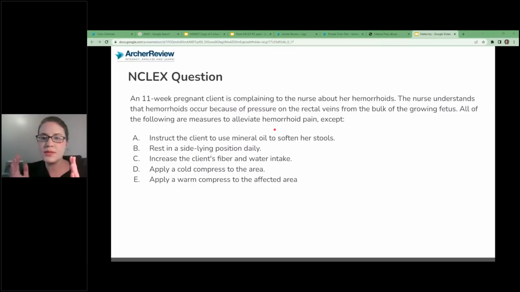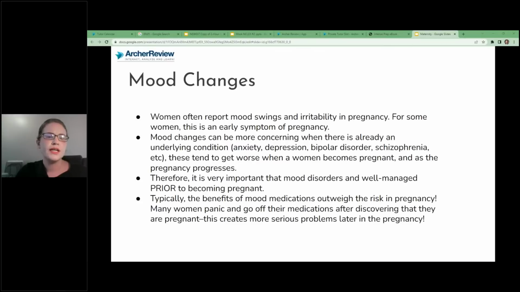And remember, a lot of women get constipation because the hormones cause peristalsis to slow down. And as they get constipation, when they have to go to the bathroom, they might strain, and that can cause a hemorrhoid. What are some good ways to treat hemorrhoids? Resting in a side-lying position helps take pressure off of that. Increasing the client's fiber and water intake is good. Cold compress to the area is perfectly safe and soothing, and a warm compress to the area is also very helpful. Okay, next I want to talk about mood changes.